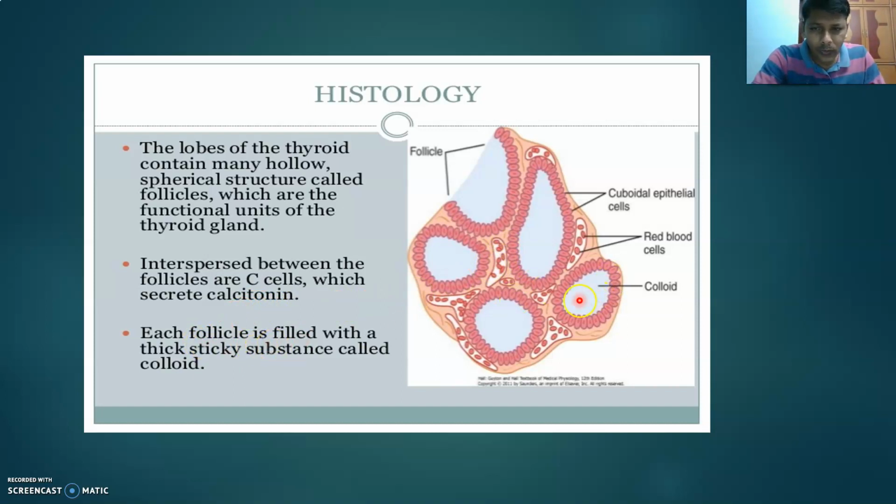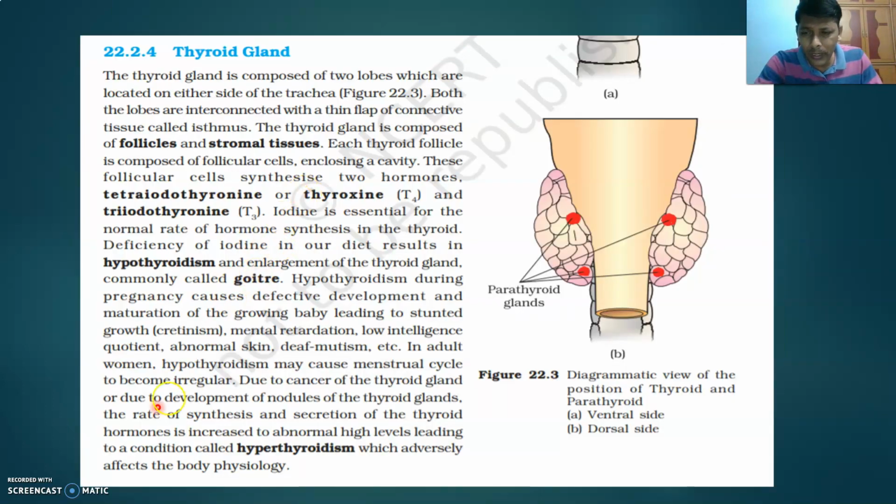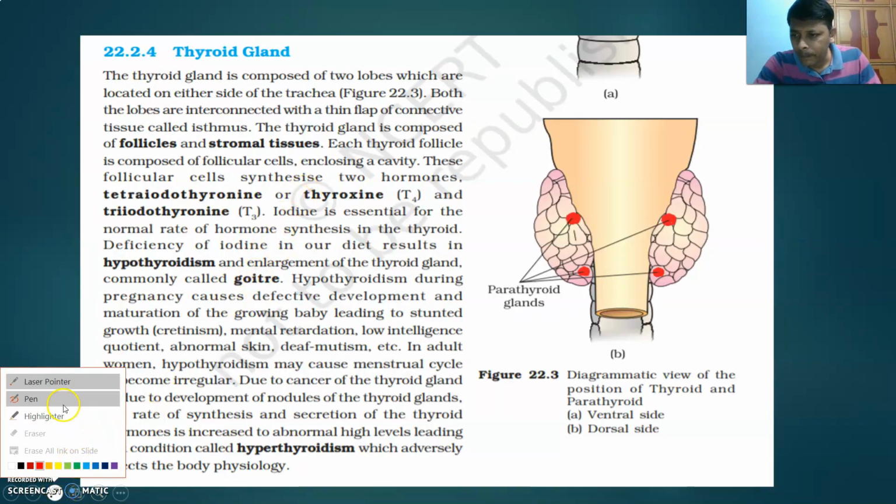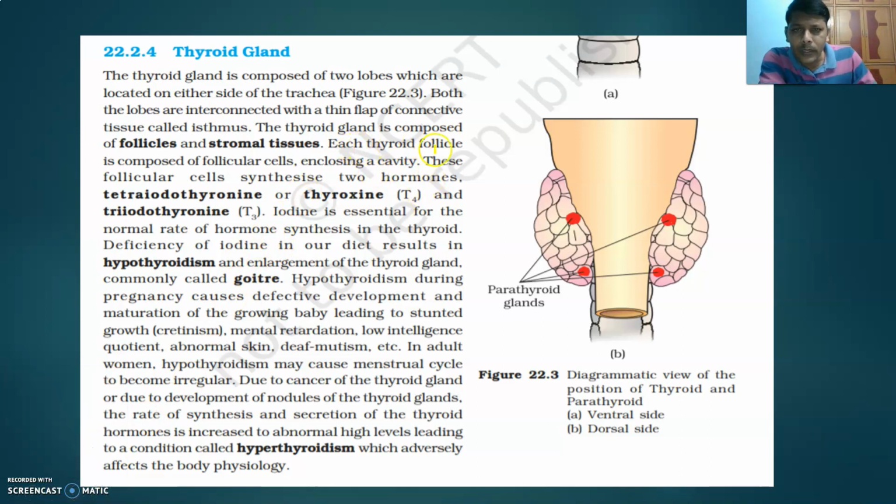Each follicle is filled with a thick, sticky substance called colloid. Each thyroid follicle is composed of follicular cells. If you take here, this is one follicular cell, another follicular cell, and so on. In the middle there is a cavity, which is enclosed by the follicular cells.